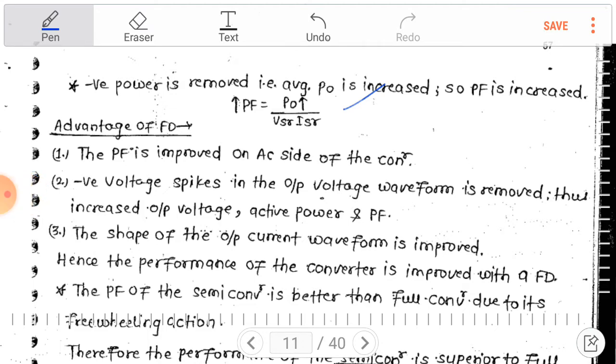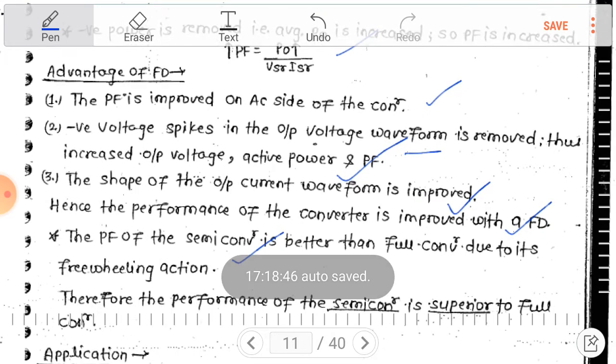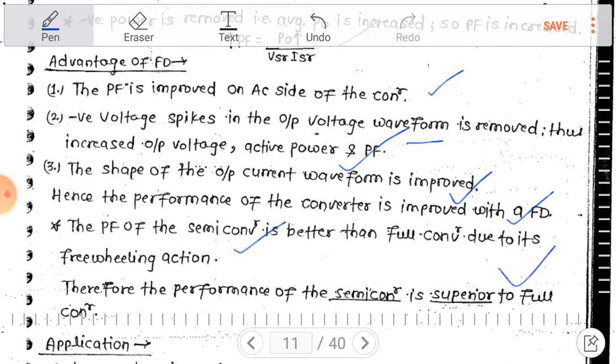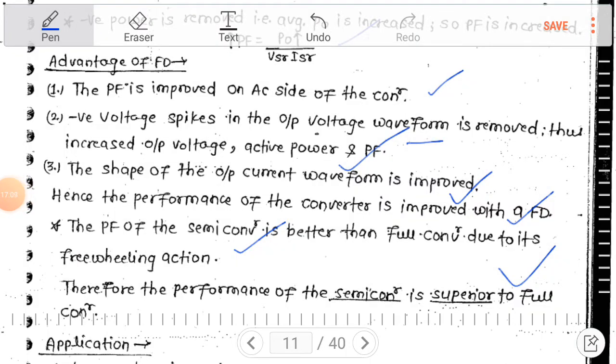What are the advantages of freewheeling diode? Power factor is improved on AC side of converter. Negative voltage spike of output voltage waveform is removed, and thus output voltage, active power and power factor are improved. The shape of output current waveform is improved, and hence performance of converter is improved with freewheeling diode. The power factor of semiconverter is better than full converter due to its freewheeling action. Therefore, the performance of semiconverter is superior to the full converter. These are the advantages of freewheeling diode.